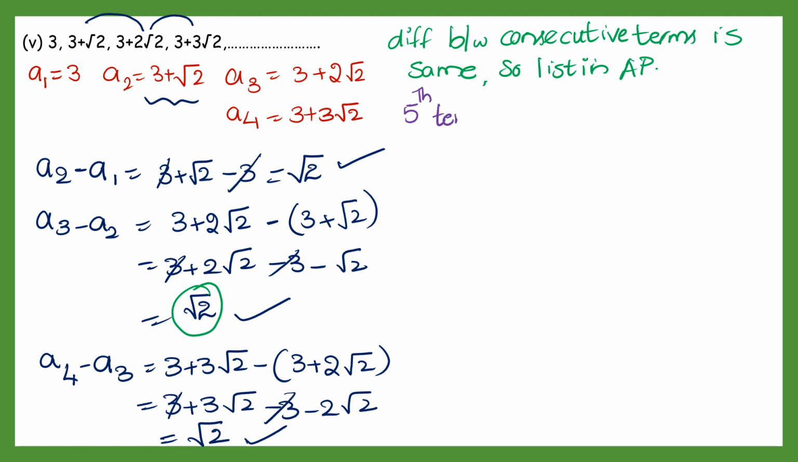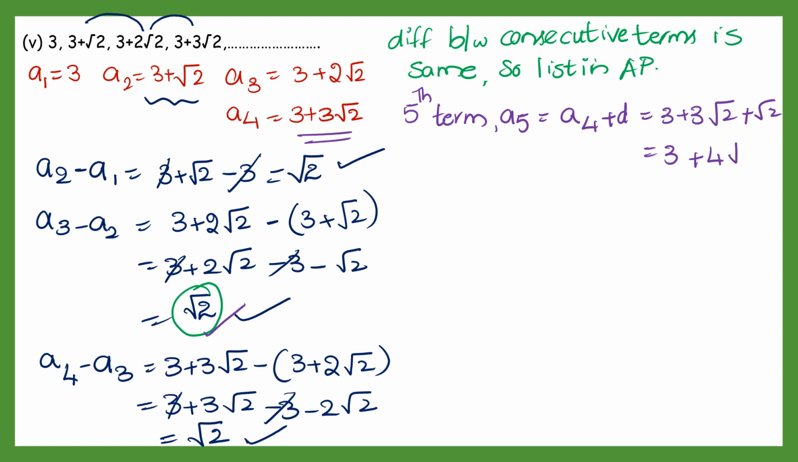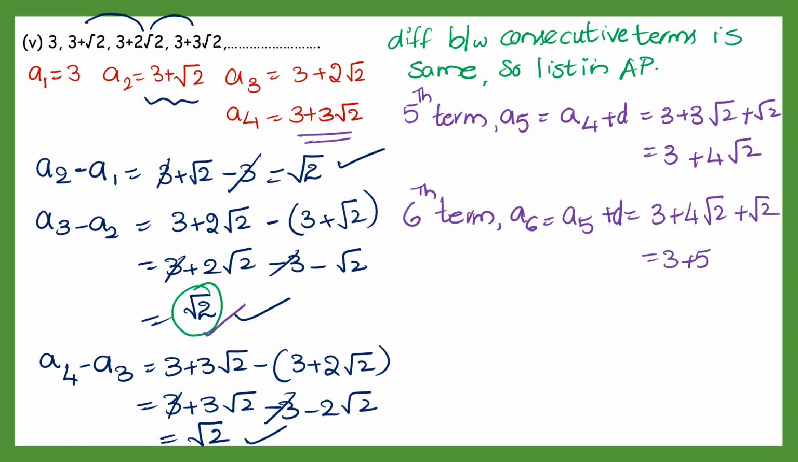Now let's find the fifth term. Fifth term A5 is nothing but A4, the fourth term, plus common difference. Fourth term is 3 plus 3 root 2, plus common difference, which we got as root 2. So 3 plus 3 root 2 plus root 2 is 3 plus 4 root 2. This is the fifth term. Now sixth term. Sixth term A6 is nothing but fifth term plus common difference. So 3 plus 4 root 2 plus root 2, you get 3 plus 5 root 2.